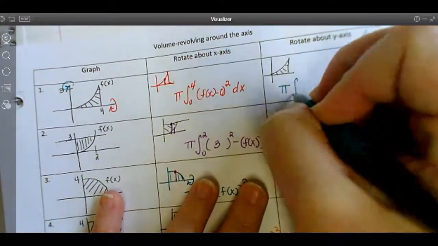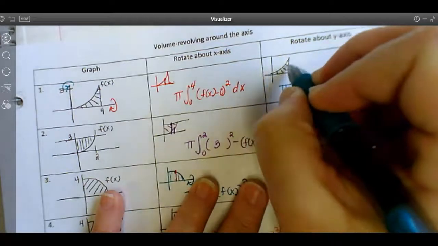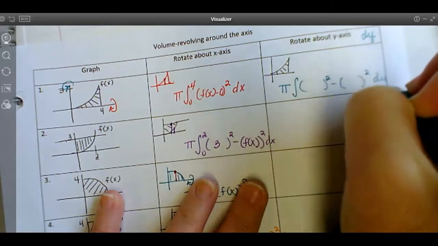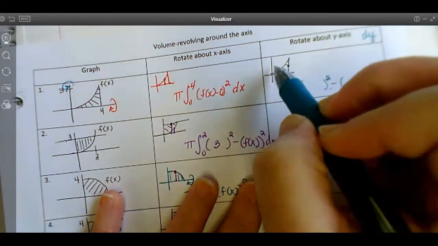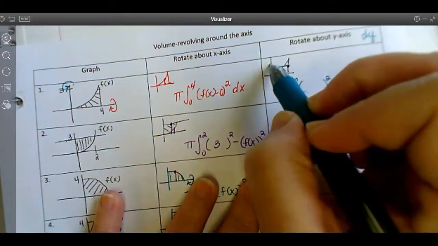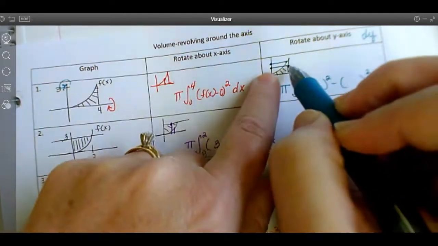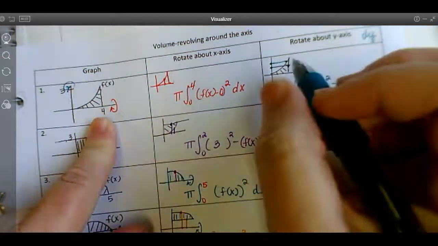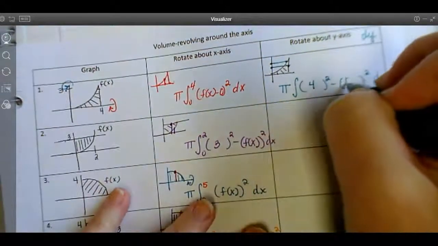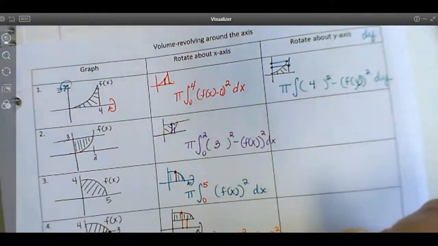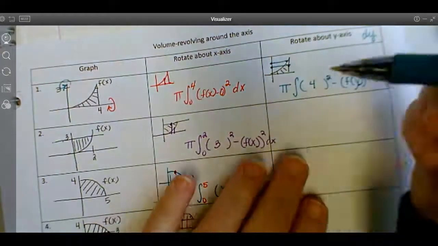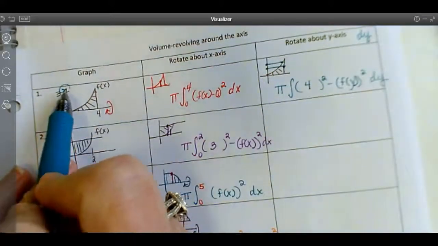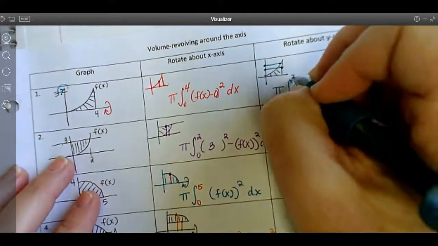So you're still going to have a pi and an integral, and because we're going around the y-axis, there is a hole right here, so it would be something squared minus something squared. So it's going to be from where you're rotating to the outside, from where you're rotating to the inside. And so this is 4. 4 is on the outside, so that would just be 4 minus 0. And then the inside is the function, but we're going to put f of y here. We would have to solve that for x and get y's in the equation. And then instead of going from here to here, because we're going around, you need to go from here to here. So this is going to go from 0 to 3.